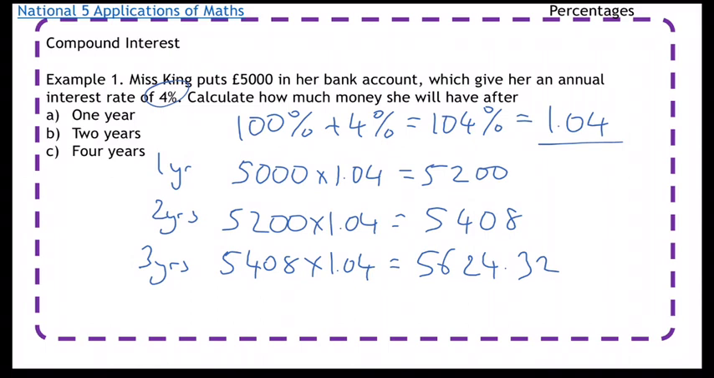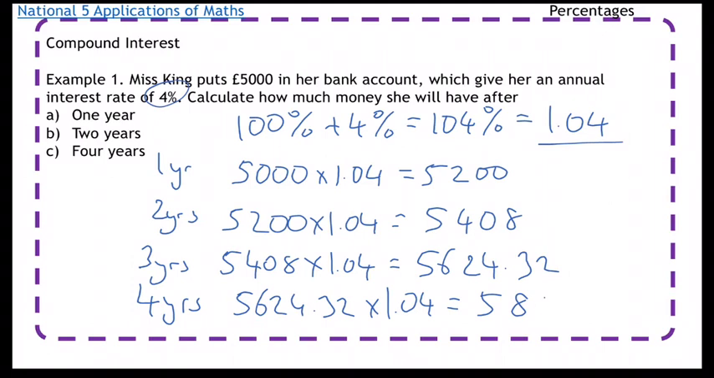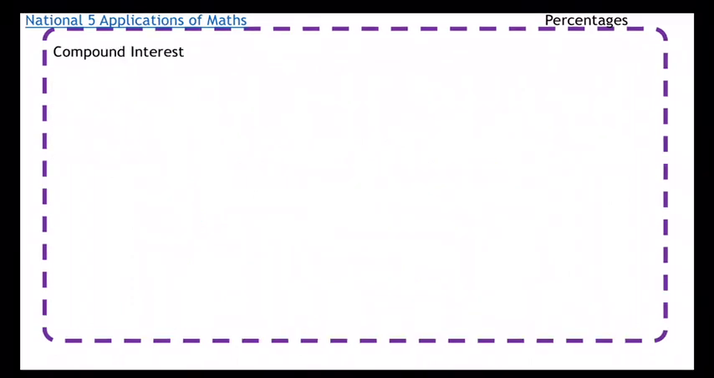What you should notice is that the amount it's increasing by is increasing. For the first year, it got 200, for the second year it's 208, and after that it's like 216. So every year, the amount is increasing. The last one, 4 years, is 5,624.32 times 1.04, and that gives me £5,849.29. That's it. So that was a faster way of doing it.